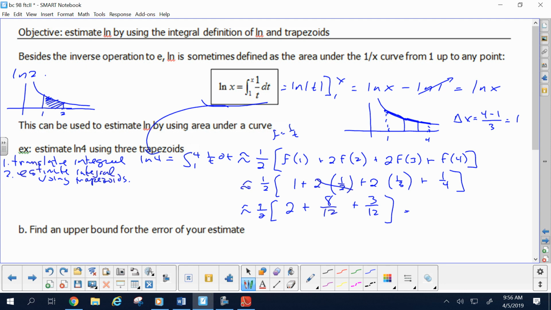All right, so this is 1/2 of, what do we got there? 11/12 plus 24/12. Am I doing that right? 24/12 plus 11/12, so 35/12. That would be 35/24, our estimate for the natural log of 4. You with me?